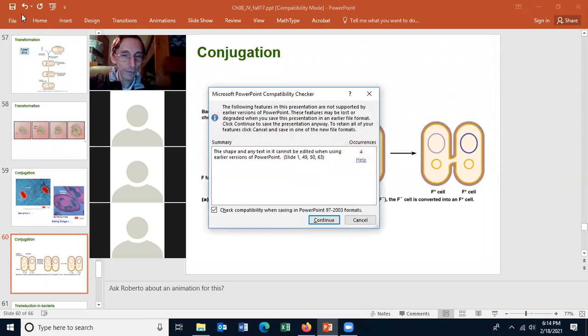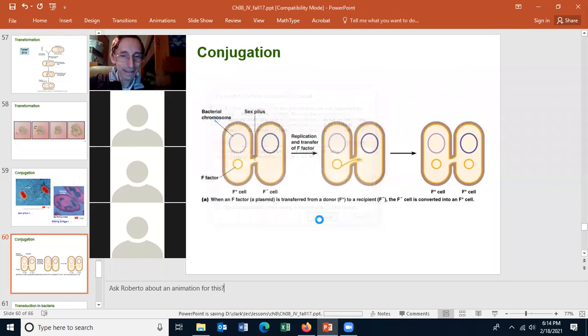And here's a joke for you. Hopefully you'll get it. If you don't know why conjugation is sometimes called sexual conjugation, ask your significant other. Okay? No comments.